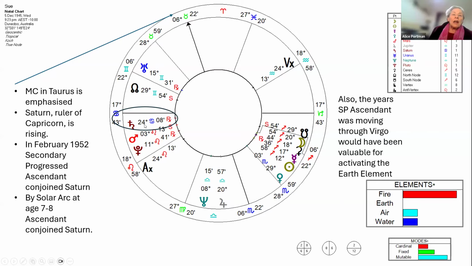And you've got Saturn rising in Cancer. Saturn's the ruler of the earth sign, it's ruler of the descendant. And so that's, again, bringing the earth element into play. Now, I wanted to ask you, in February 1952, the secondary ascendant conjoined Saturn. In that period of 51 to 53, as that progression was working, did anything important happen in your life?